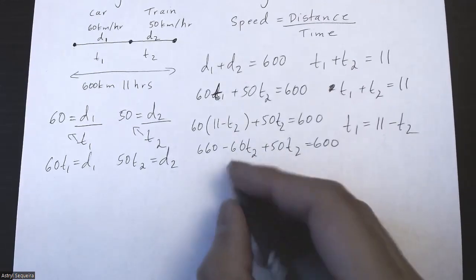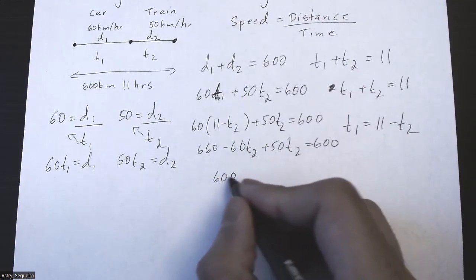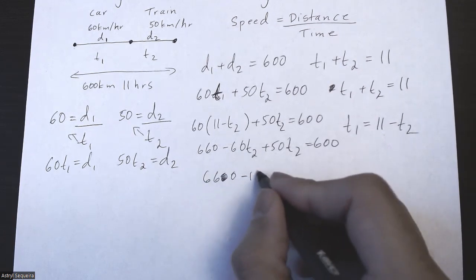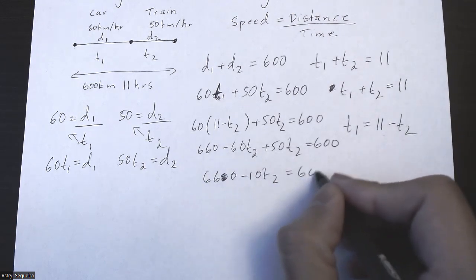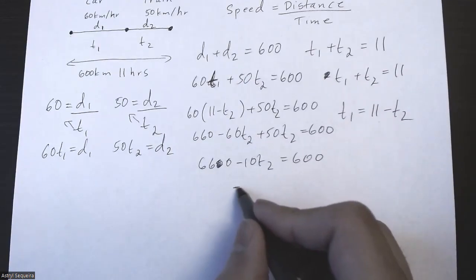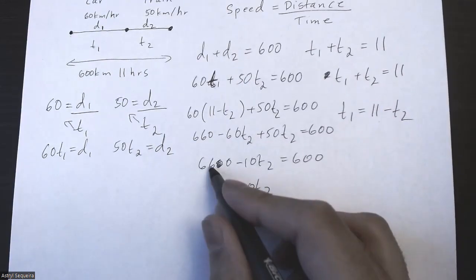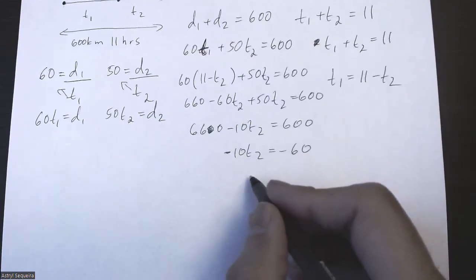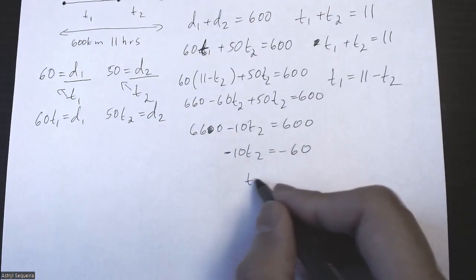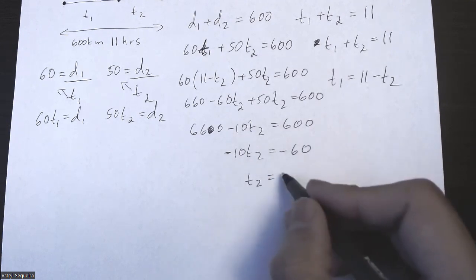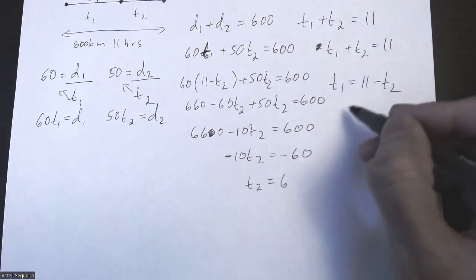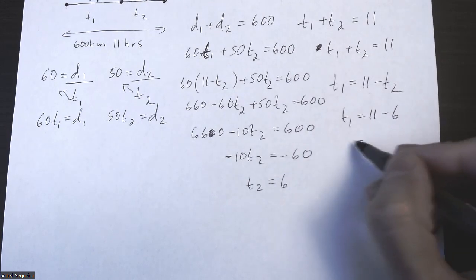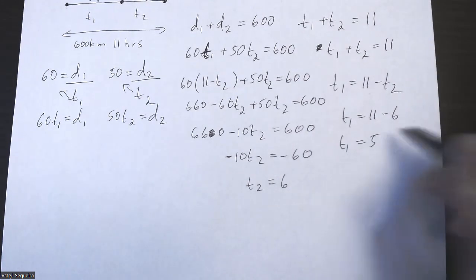I'll combine these two like terms, so that's just negative 10T2 equals 600 minus 660. And then I will subtract this on the other side, so it becomes negative 60. And then I'll divide by negative 10 on both sides, which means I'll get T2 equals 6. And here I'll sub in my T2, so 11 minus 6, which is 5.